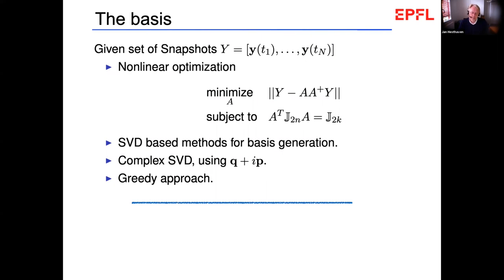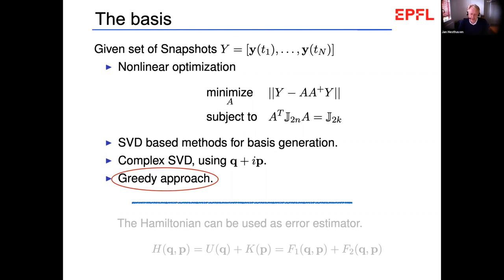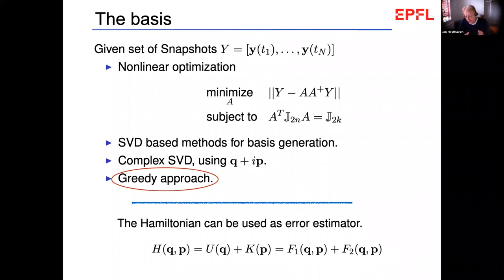But there are other ways that are simpler. You can use SVD-based methods. In particular, you can use a complex SVD. But in fact, we use a greedy approach. There are other ways of doing it, but in this particular case we use the fact that the Hamiltonian is conserved, so you can use the Hamiltonian as an error estimator. This doesn't work all the time, but in the examples that I show, it does.